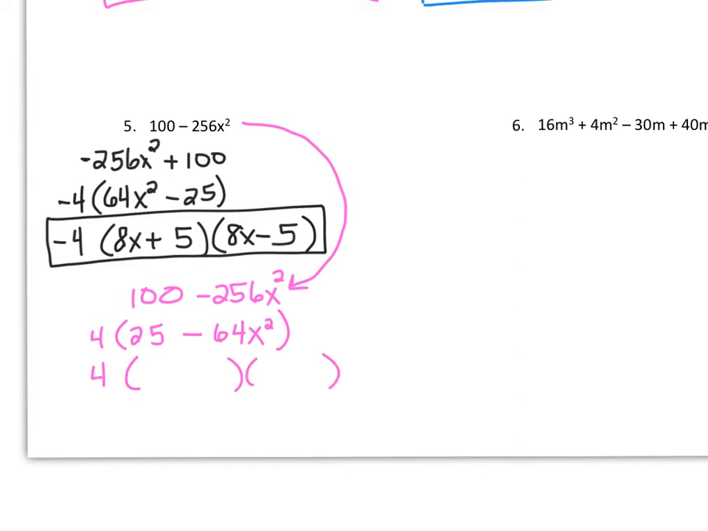This time, the way I'm doing this, I have the 25 first. So the square root of 25 is 5. So I'm going to put the 5 in the first spot within each parenthesis. Okay, we're going to have one addition and one subtraction. And then the square root of 64 is 8, and the square root of x squared is x, so we're going to put in 8x in the second spot within each parenthesis.